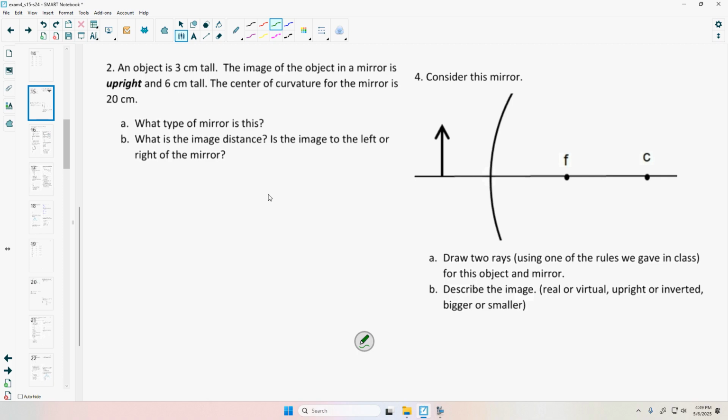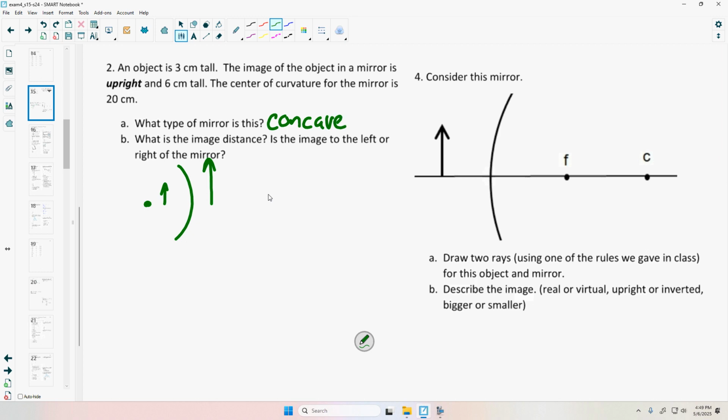So I have an image that's bigger, and then the object. So that way I know then that it's this kind of scenario where I have an object that's inside the focal point. That means that the image is bigger, it's upright, and it's going to be virtual too. So I know that the type of mirror that it is a concave mirror.